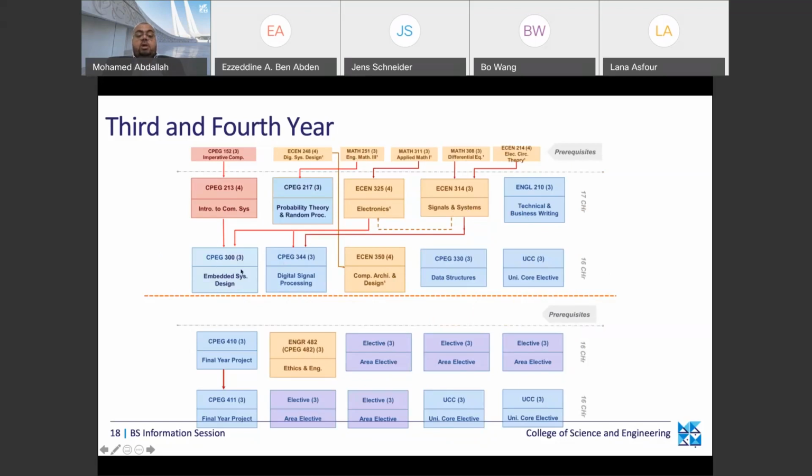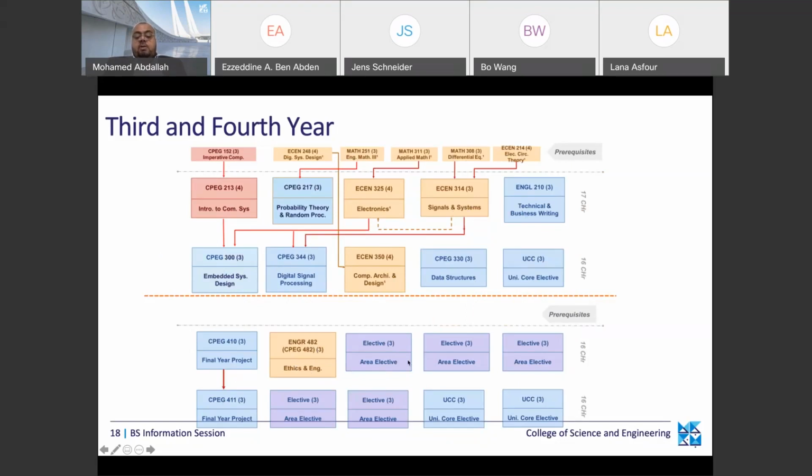Then you're going to take embedded system design at HBQ, which mainly focuses on both hardware and software, digital signal processing, computer architecture, data structure, and a university core elective. And then finally, in the senior year, you're going to take these 2 courses: final year project, and an ethics course, which is very important. And then these are our selected area electives, 5 of them, and then the 2 electives.